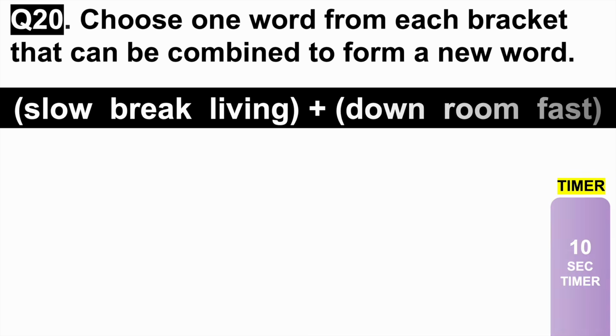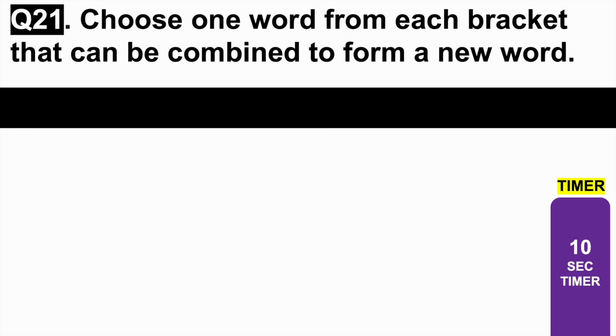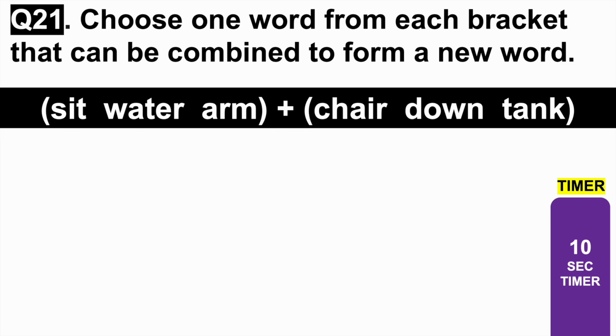Great stuff. Try another one. Question 21. Choose 1 word from each bracket that can be combined to form a new word. Sit, water, arm, and chair, down, tank. There is only 1 correct answer. Here is your timer.